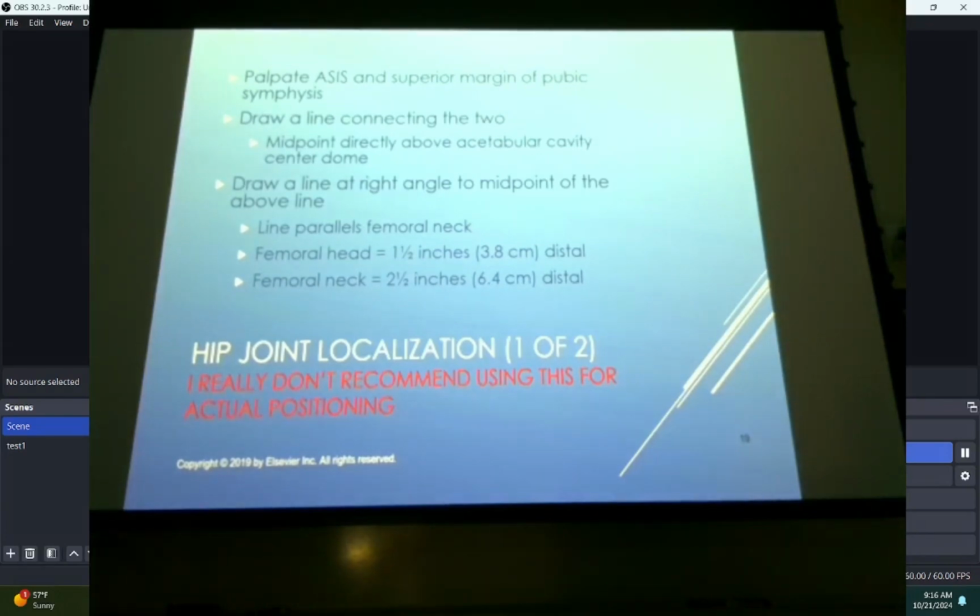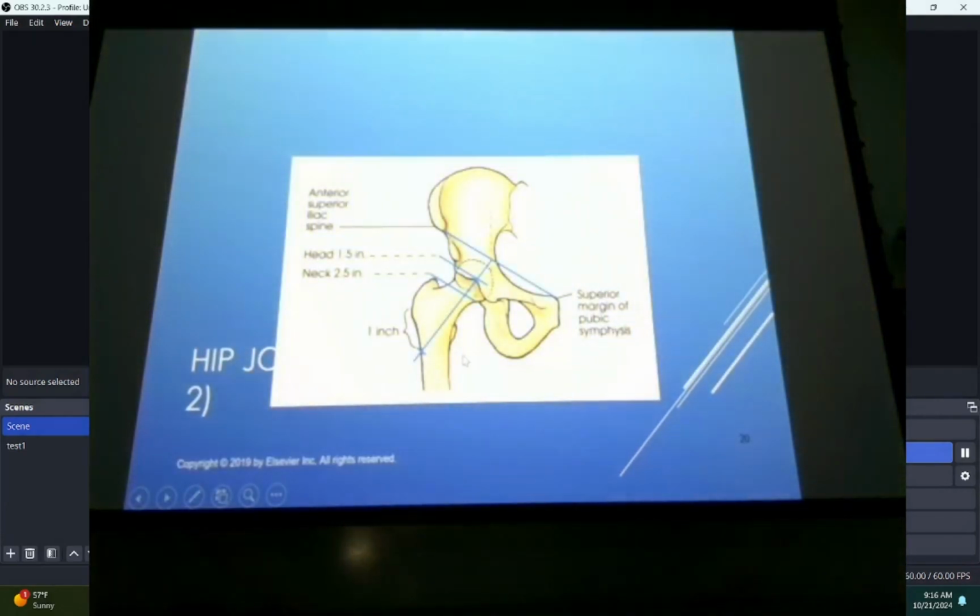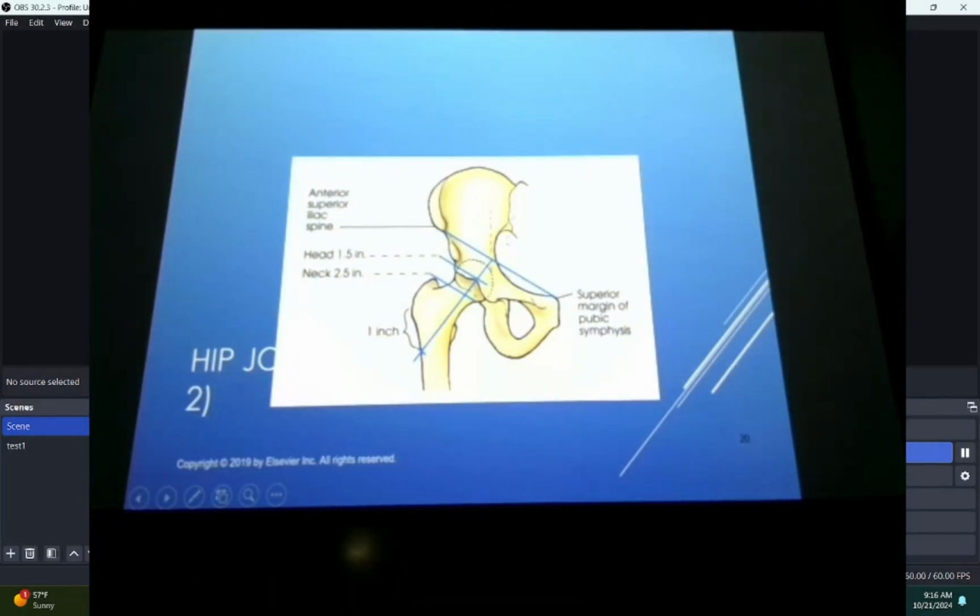The easiest way to take an AP of the hip or the femur, let me get to it, is here. All right. So that's the diagram. So you got a line, you bisect that line, 1.5 inches down the second line, you got the head of the femur, 2.5 inches, you got the neck. But okay, this is the shaft of the femur.